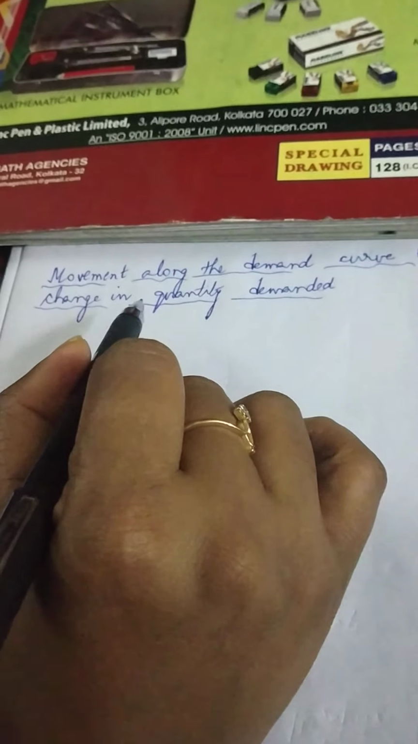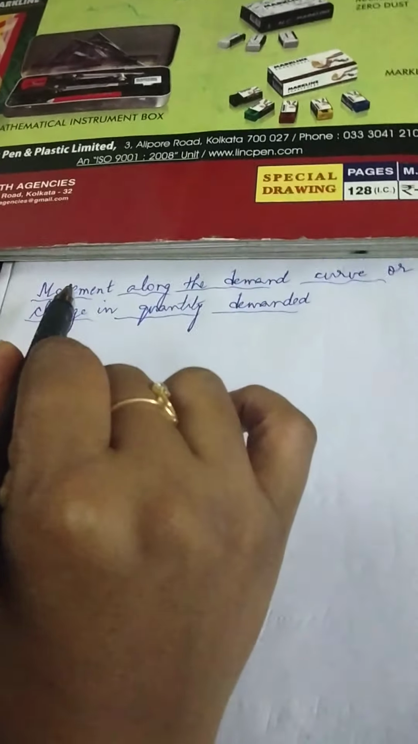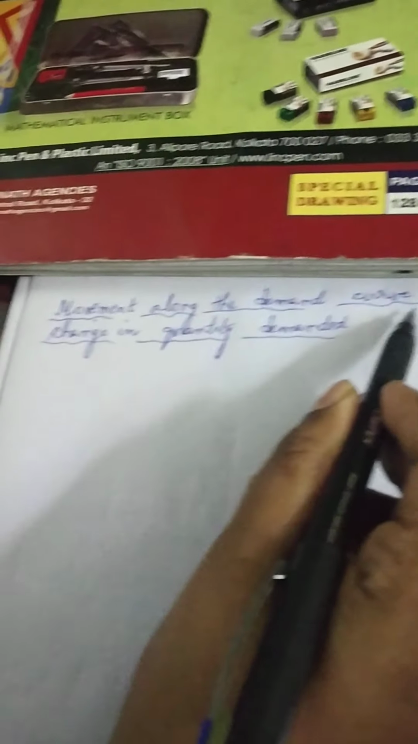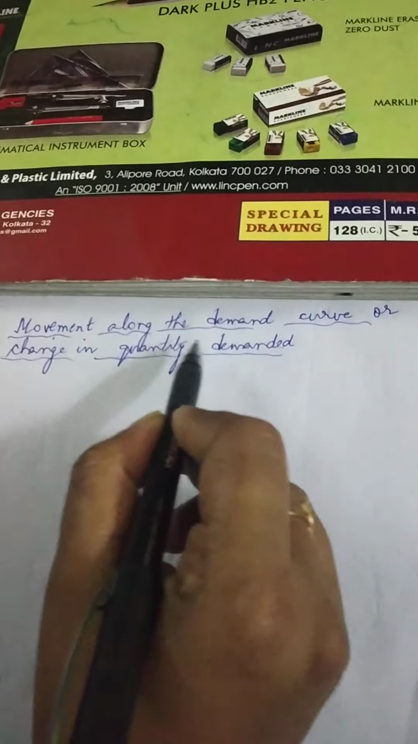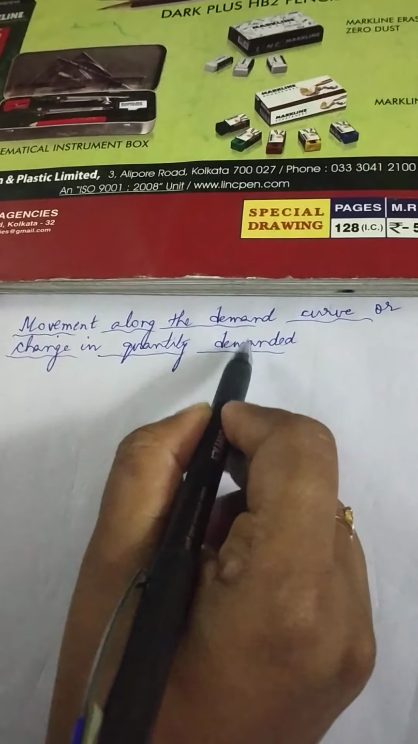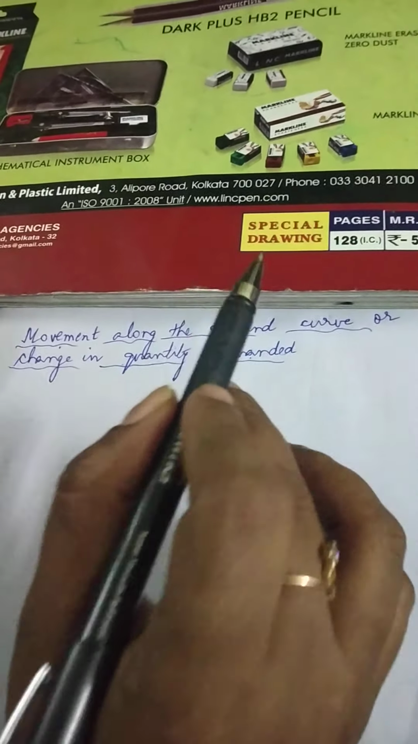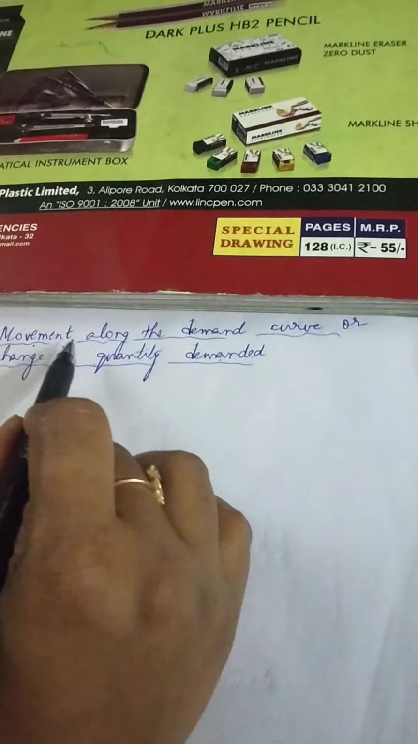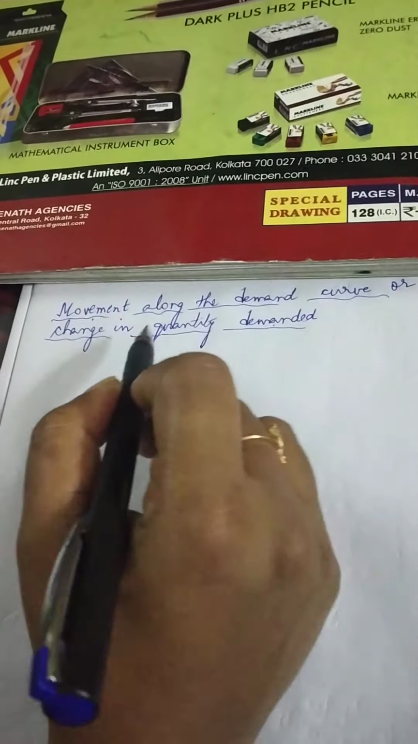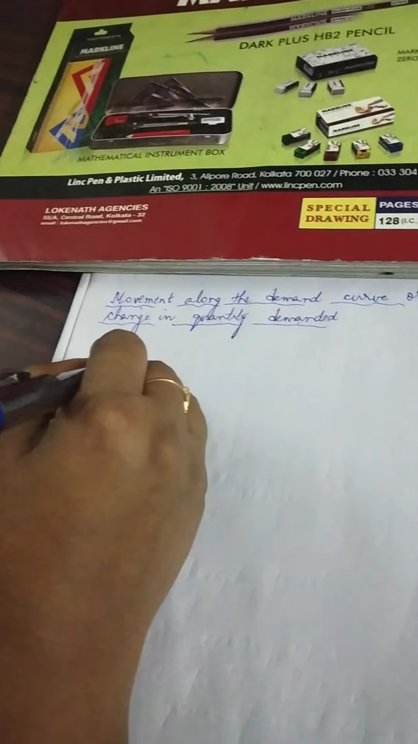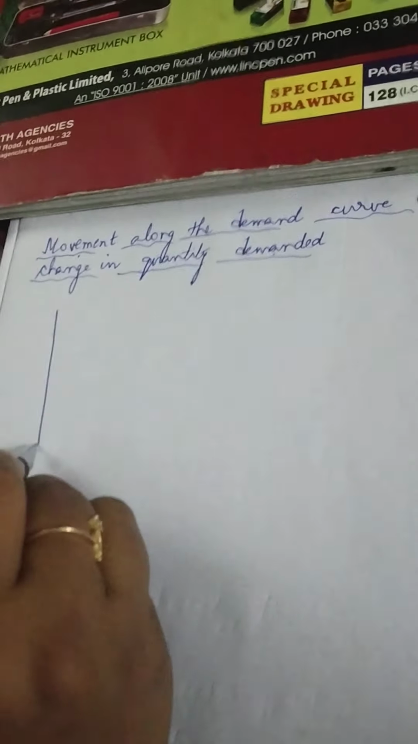Okay, so today I will be explaining the difference between movement along the demand curve, also known as change in quantity demanded, and shift of the demand curve, which is also known as change in demand. Now let me start first with movement along the demand curve. Now this movement along the demand curve can be in two ways.